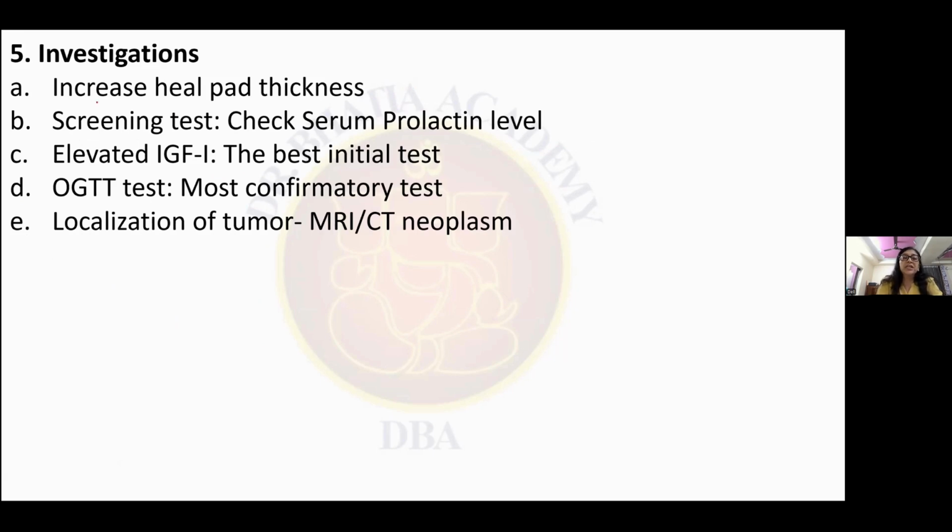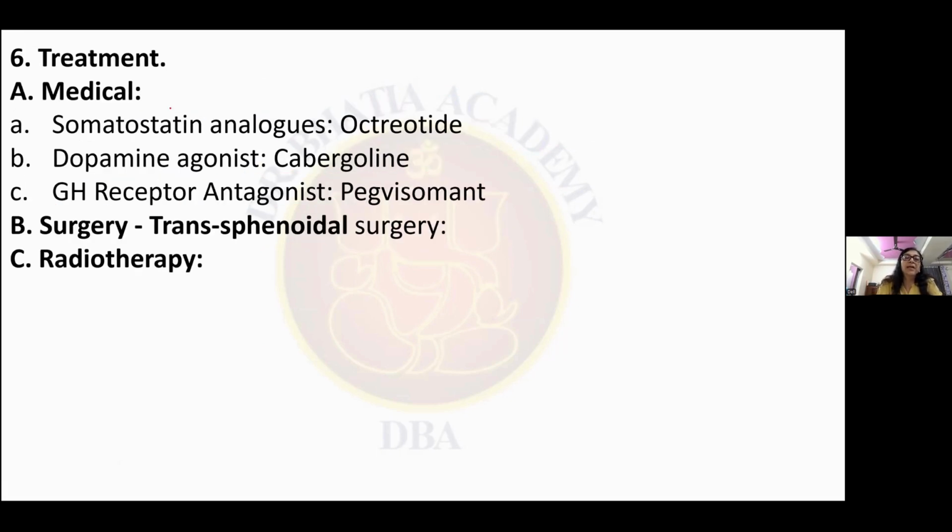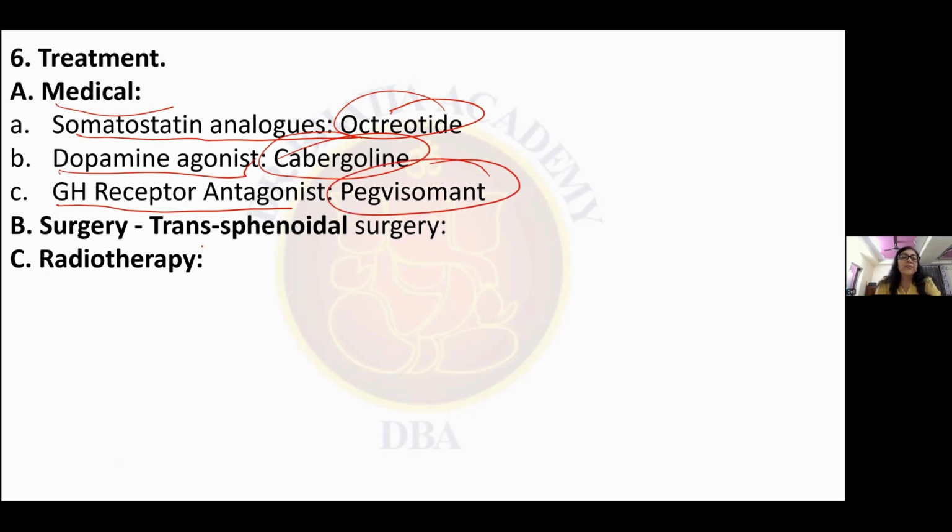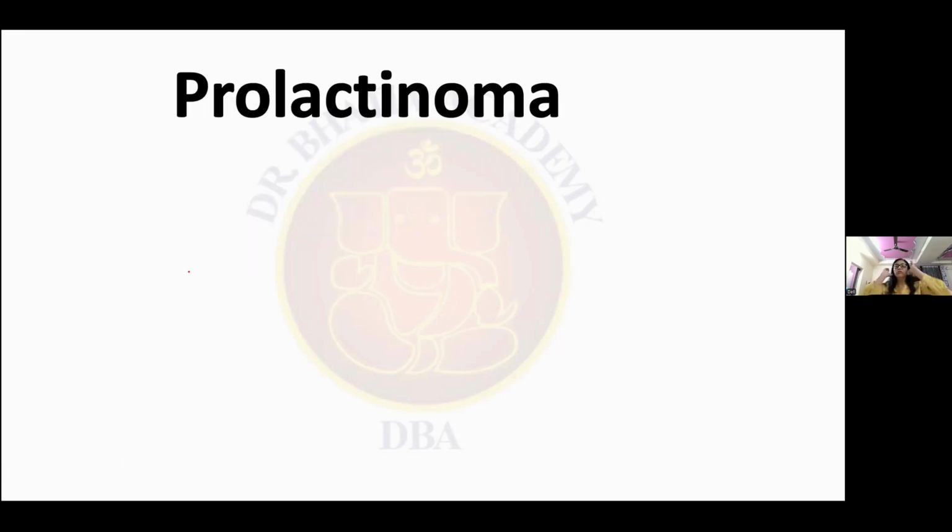Investigations: increased heel pad thickness; screening test is prolactin; elevated IGF-1 is the best initial test. OGTT is the endocrine dynamic test, which is most confirmatory. Localization by MRI or CT. Treatment: medical management with somatostatin analog, that is octreotide, dopamine agonist, cabergoline, GH receptor antagonist, that is pegvisomant; surgery, which is transsphenoidal surgery; or radiotherapy. That was about GH tumors.